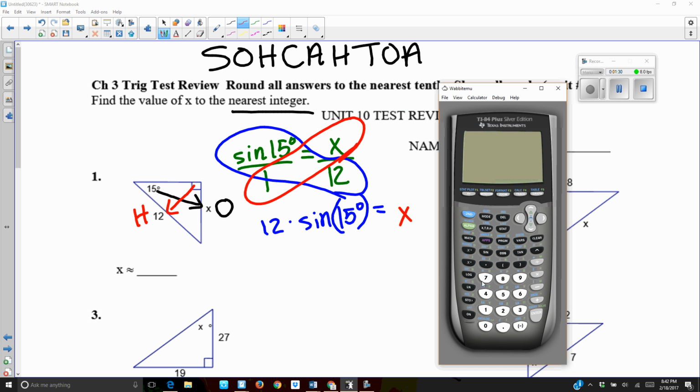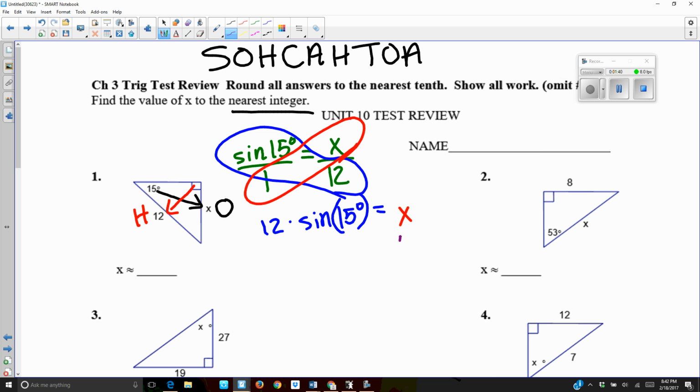And then just type in the problem. 12 times the sine of 15. Close your parenthesis. You get 3.1, rounded to the nearest whole number is 3. So that is your answer for number 1.